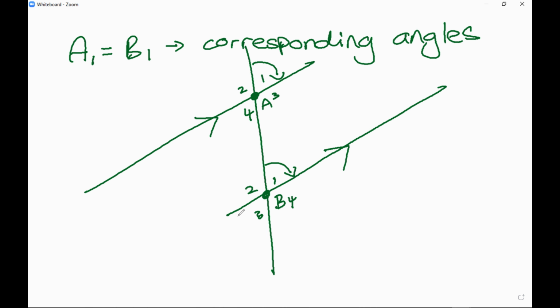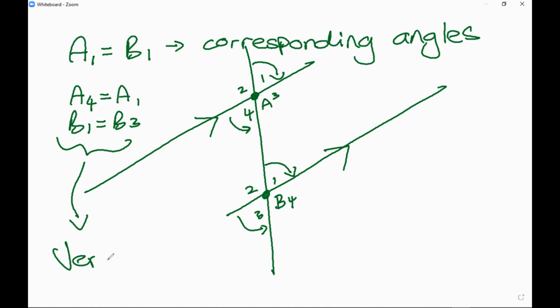Then we've got B3 is equal to B1 and A4 is equal to A1. So A4 equals A1 because when you've got two angles right opposite each other, when two lines intersect, we call these in particular, A1 is equal to A4 and B1 is equal to B3. We call these two angles, I'm going to just write it here at the bottom, vertical angles or vertically opposite angles.